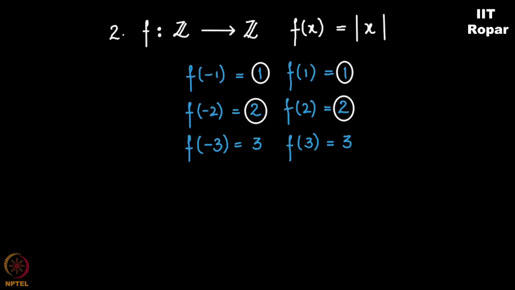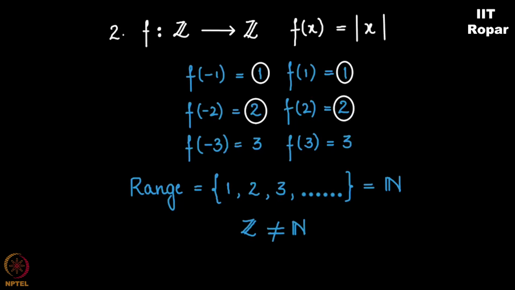Let us observe what is the range here. The range is 1, 2, 3 and so on. So we see that range is the set of all natural numbers. But what are we given as codomain? Integers is our codomain. Do you see that range is not equal to codomain? And hence f is not onto, because we know that if f is onto, codomain has to be equal to range.